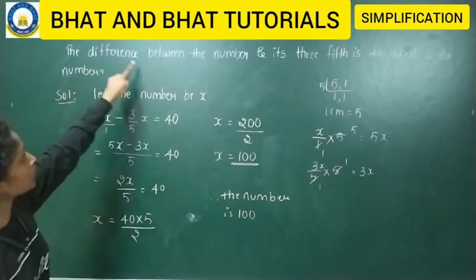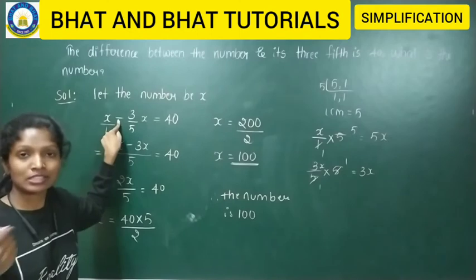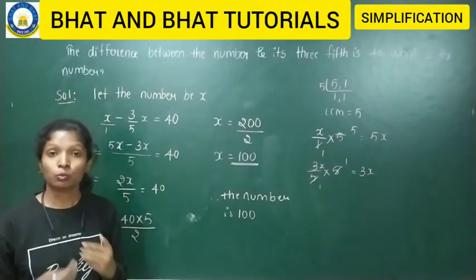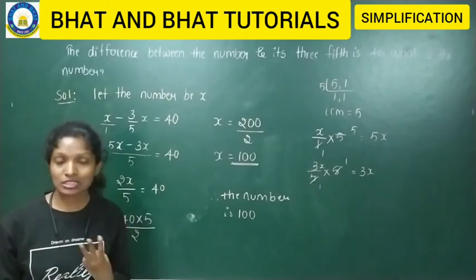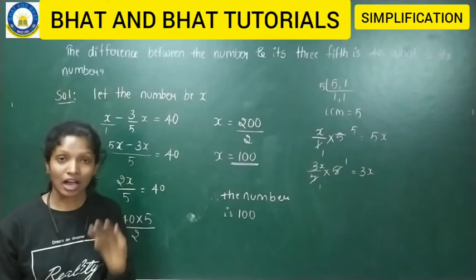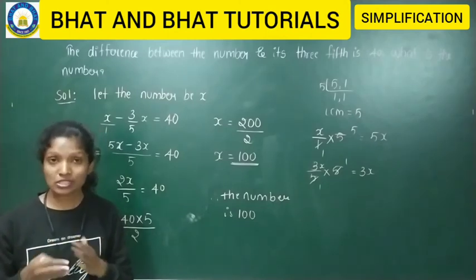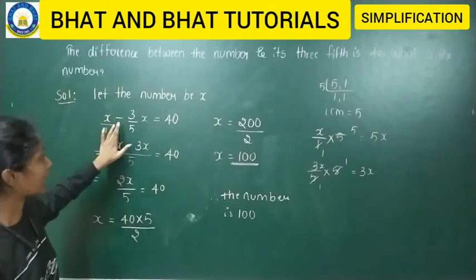Okay. So the difference between the number, difference is nothing but subtraction. Say for example, I have 5 books, you people have 2 books. What is the difference between the books between me and you? There is a difference of 3 books. How did you find it out? 5 minus 2, it is 3. So this is what the difference is. So that's the reason I am putting the sign of subtraction here.